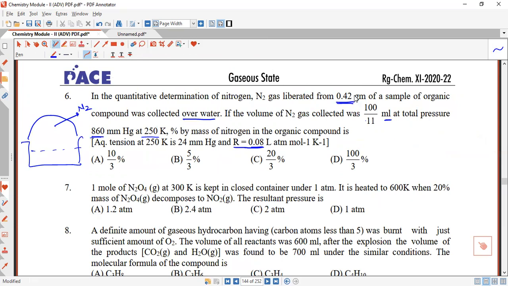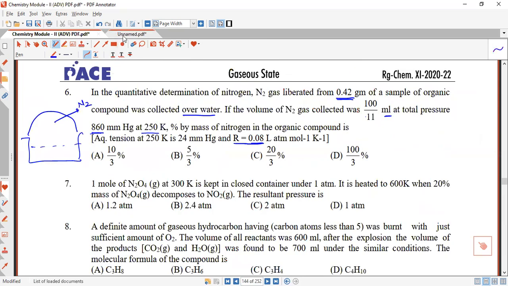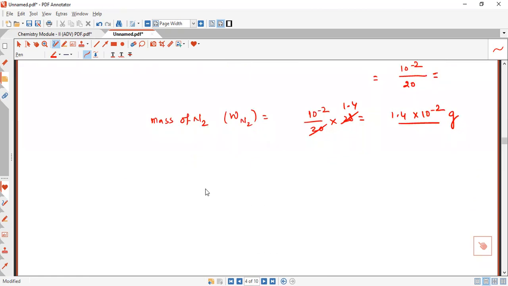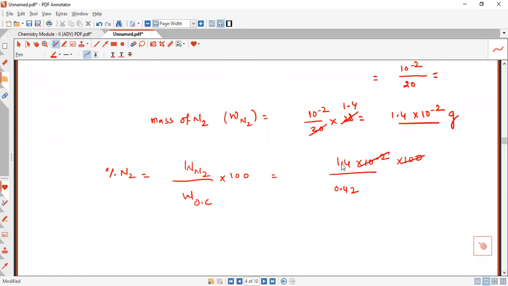What are they saying? Okay, 0.42 gram is the sample. So percentage we have to calculate. Mass of nitrogen we know. Now this mass is present in the sample, let's say 0.42 gram organic sample. So percentage nitrogen is nothing but mass of nitrogen divided by mass of organic compound into 100. That is 1.4 into 10 to the power minus 2 into 100 divided by 0.42. Okay, so that's it. The 0.42 cancels. So you can say 14 by 4.2, 10 by 3. So percentage is nothing but 10 by 3.